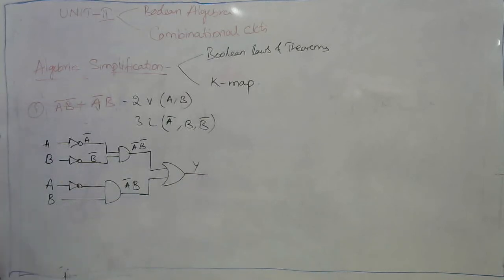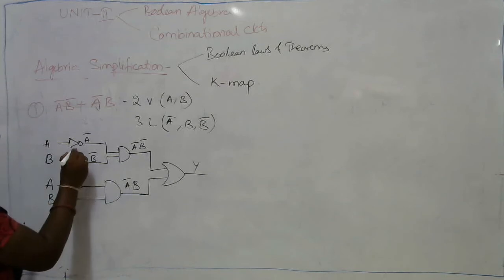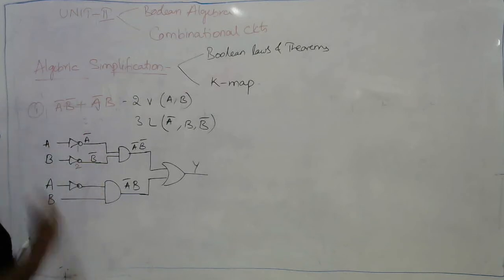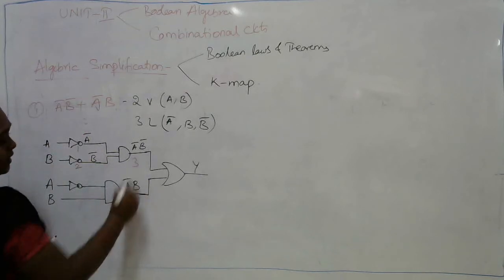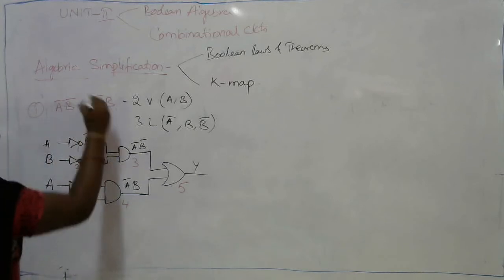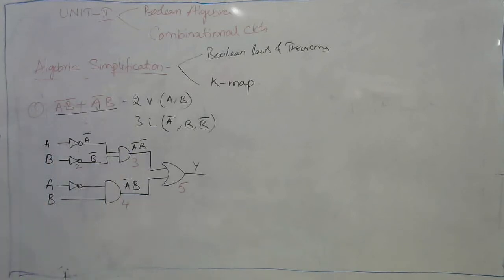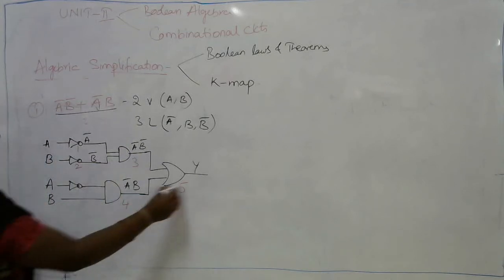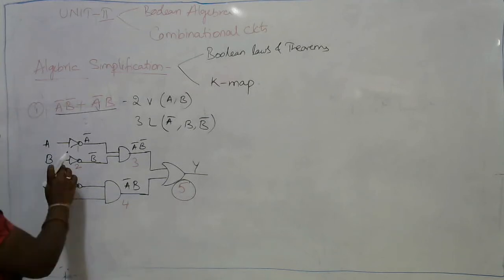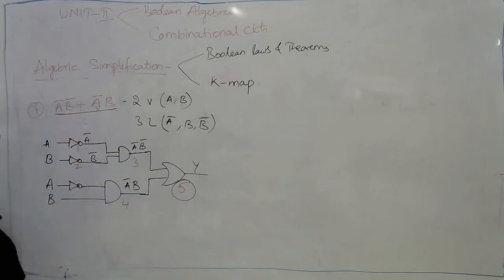In this, I need to use a NOT gate for A bar and a NOT gate for B bar. If I am using the same gate, I can take it into the same consideration. So this is the third gate, fourth gate, and the fifth gate. In order to draw the logic diagram for A bar B bar plus A bar B, I need a total of 5 gates. But now let me simplify the expression.